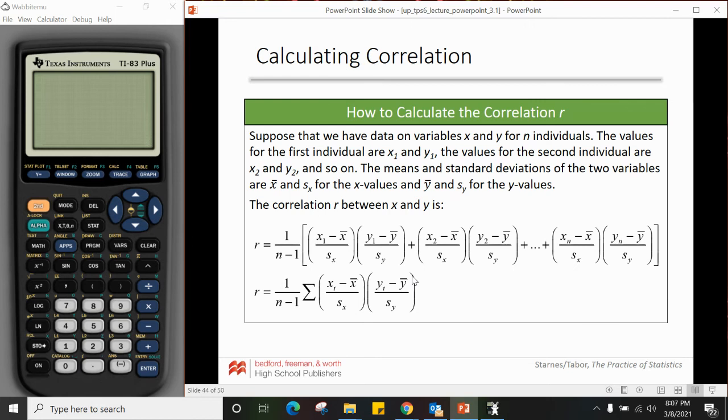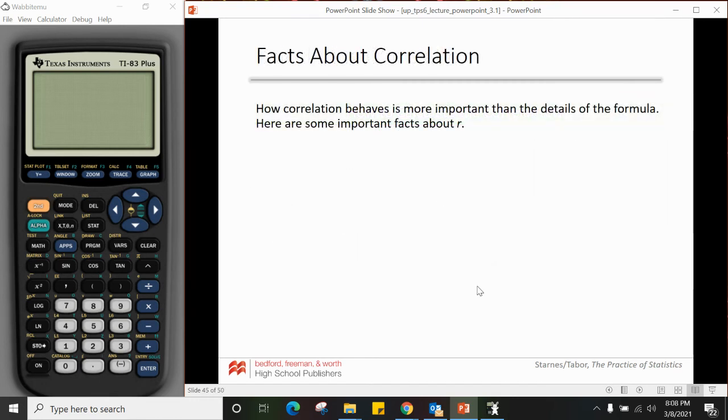Now, the kind of cool thing here is x1 minus x bar divided by s of x. That's like a z-score for x. And y1 minus y bar over s of y. That's like a z-score for y. And we know that z-scores are unitless. So if I have essentially a unitless measure times another unitless measure, this is going to be unitless. So r is actually also unitless.